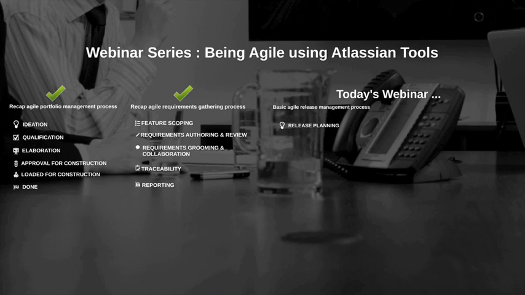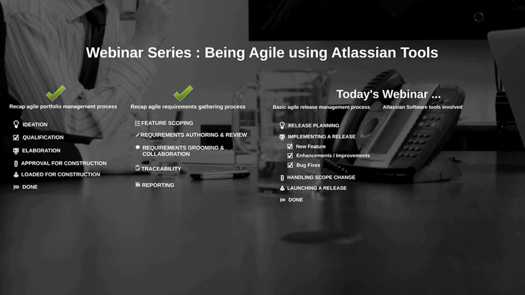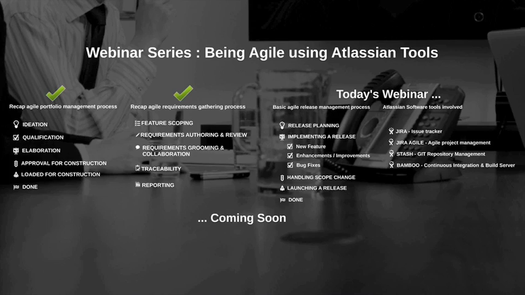We're going to be covering release planning, implementing a release, adding new features, enhancements, improvements, addressing bug fixes, and handling scope change, which being Agile, is what we're here for. And finally, everybody's favorite part, launching the release. The tools that we're going to be using today from Atlassian are Jira for issue tracking, Jira Agile for project management, Stash as our code repository, and Bamboo for continuous integration and build server work.